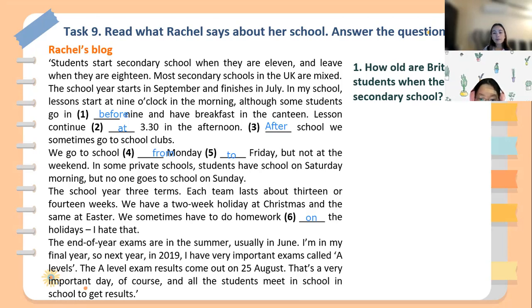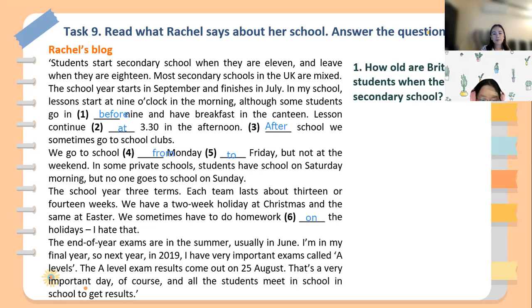The school year has 3 terms. Each term lasts about 13 or 14 weeks. We have a two-week holiday at Christmas and the same at Easter. We sometimes have to do homework on the holiday. I hate that. The end-of-year exams are in summer, usually in June. I'm in my final year, so next year in 2019, I have a very important exam called A-levels.